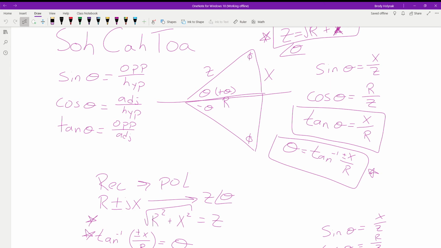90% of the stuff we're going to deal with is going to be in degrees. Make sure your calculator is in degrees. A lot of the scientific calculators default to radians, which I don't understand why, because most of the stuff we do is in degrees. There's 2 pi radians in a full circle. There's 360 degrees in a full circle. That's one of the things we're going to be talking about today.